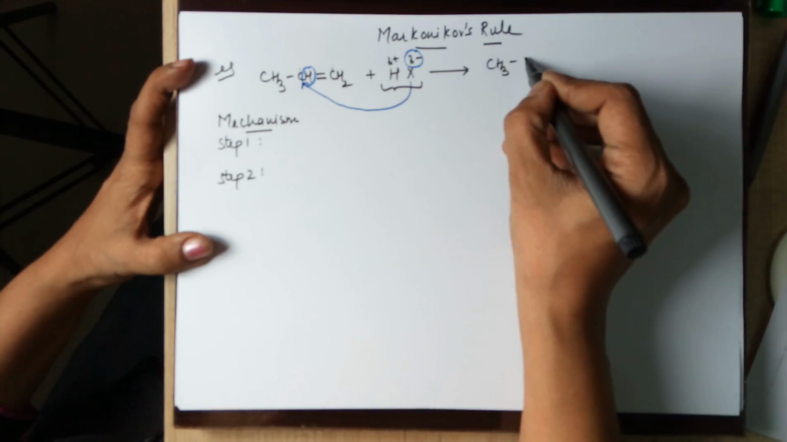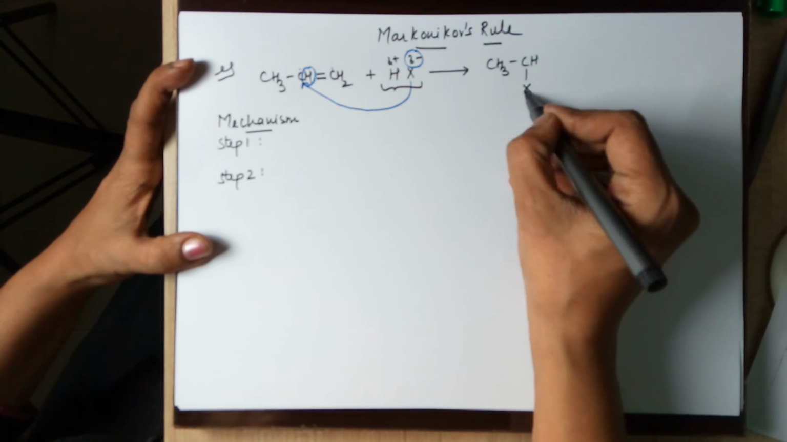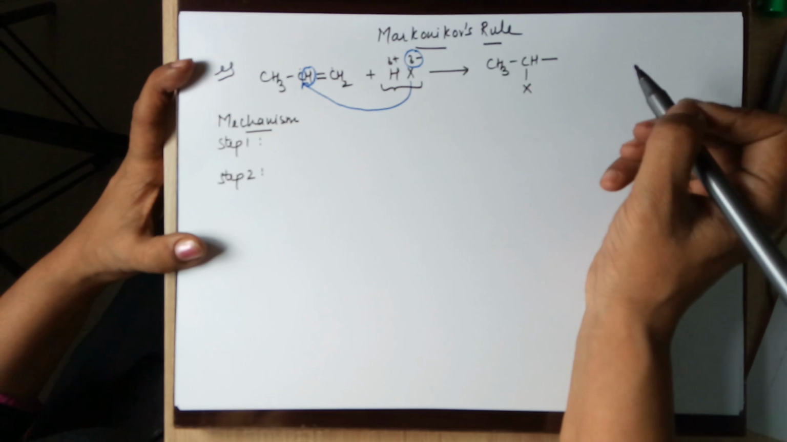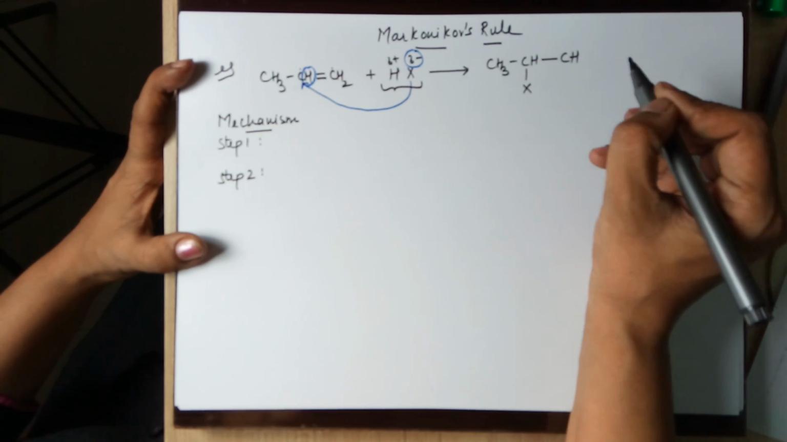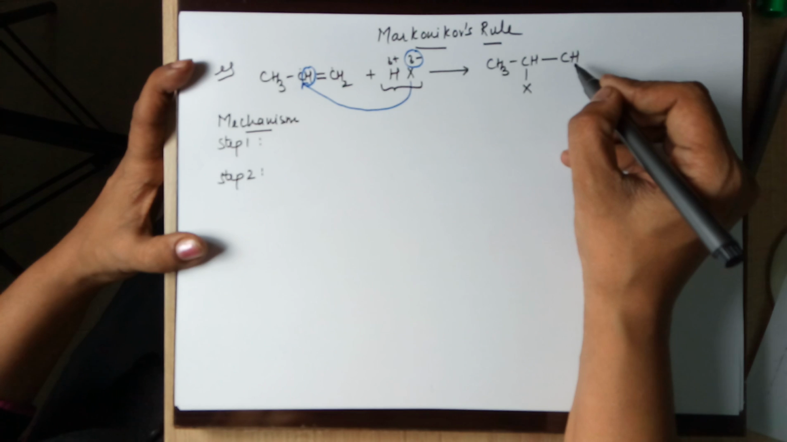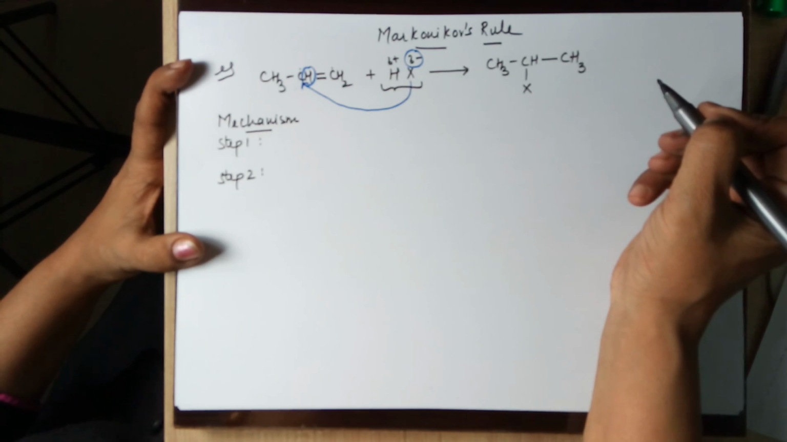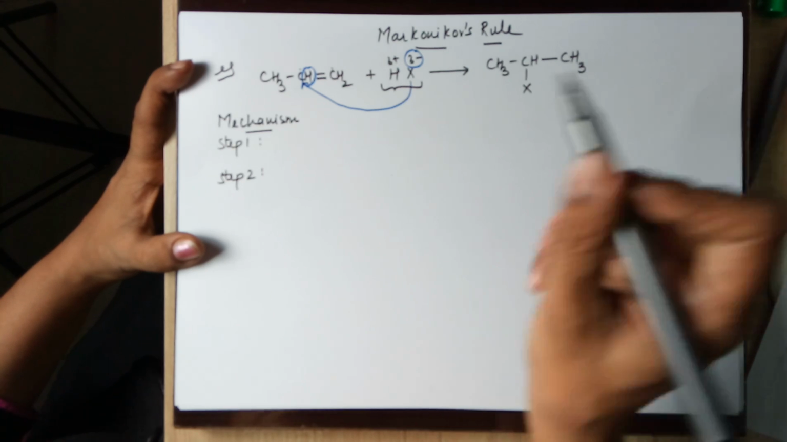Hence, your product would be: the X moves to this carbon, the double bond is broken down because you're adding up an HX, while the hydrogen goes to this particular carbon. Hence, instead of CH2, I'll be writing a CH3. That's Markovnikov's rule. I'll give the statement once again.